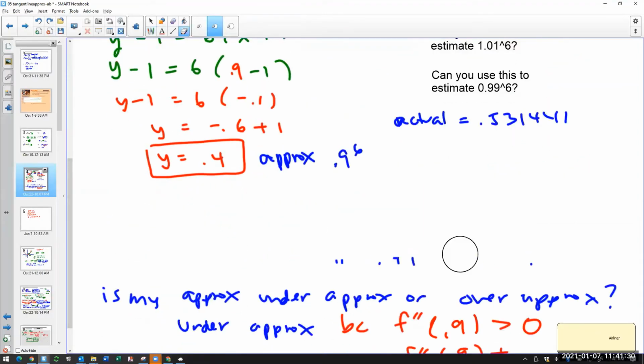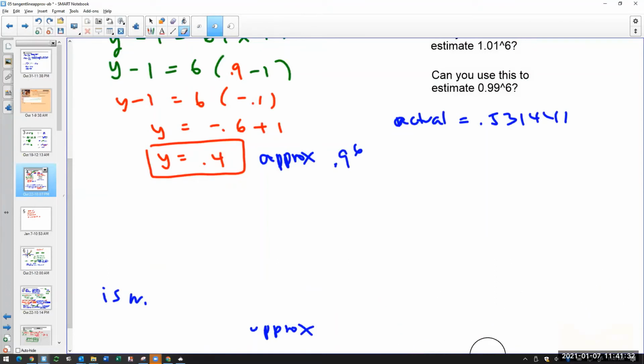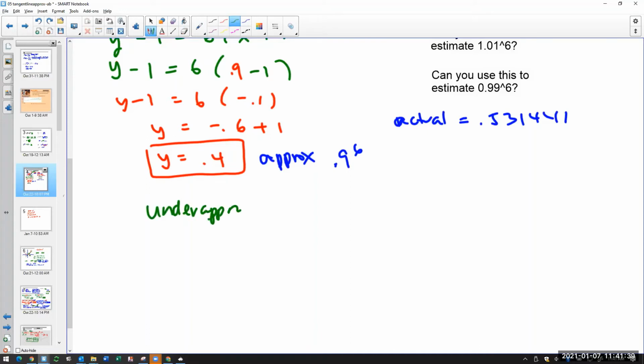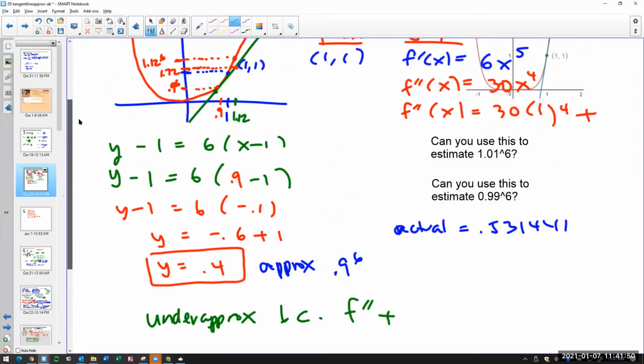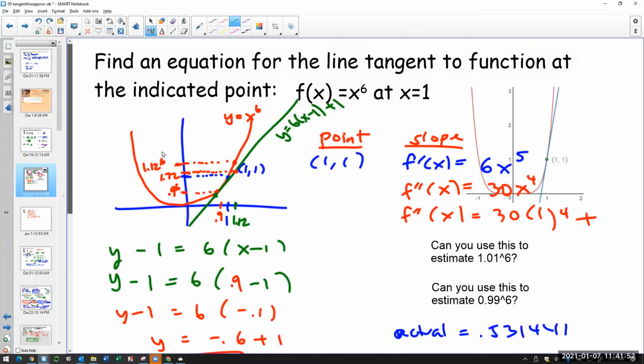Okay, let me ask you guys this. Is this an under approximation or an over approximation? Under approximation. Okay, so if I ask you, you would say it's an under approximation. If I ask you to justify that for me, can you justify it for me? Because the second derivative is what? Positive. Very good. Okay, 2 ways you can do it. You can actually find the second derivative, or guess what, guys? Over here, am I concave up or concave down? I'm concave up. Do you guys see that? Even the picture shows me that I'm concave up. So the second derivative is positive.